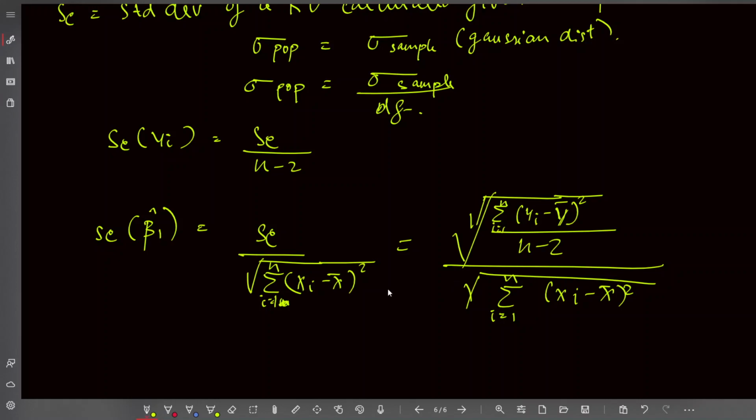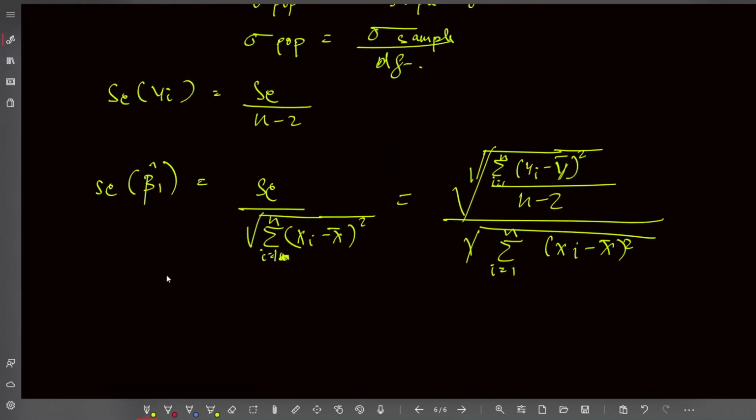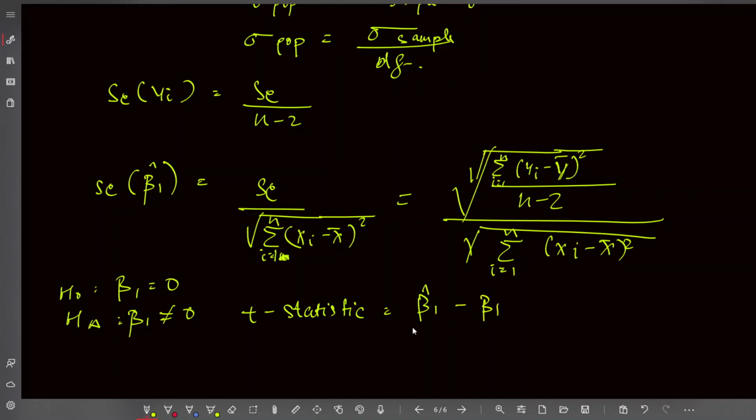Right? Now let's carry out a hypothesis test. Okay, so my H naught here is that there is no relationship between x and y, which basically means that beta 1 is equal to 0. My alternative hypothesis is that beta 1 is not equal to 0. That means that there is a relationship between x and y. Okay, so the corresponding t statistic will be given as beta 1 predicted minus beta 1, whole upon the standard error of beta 1.